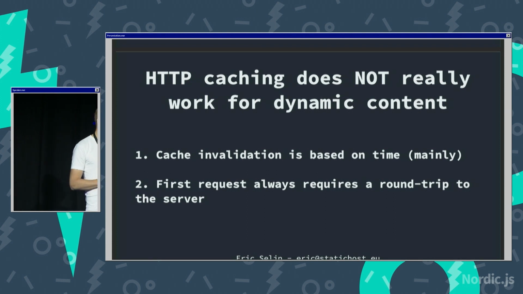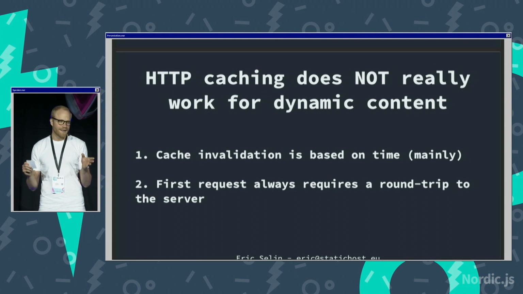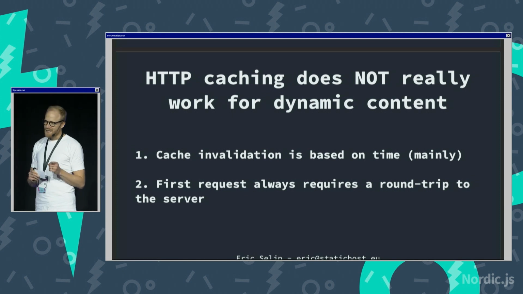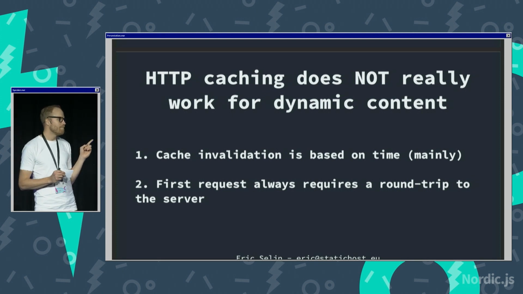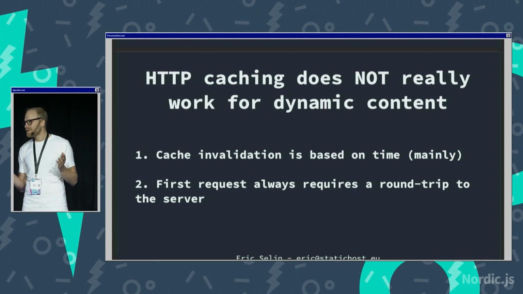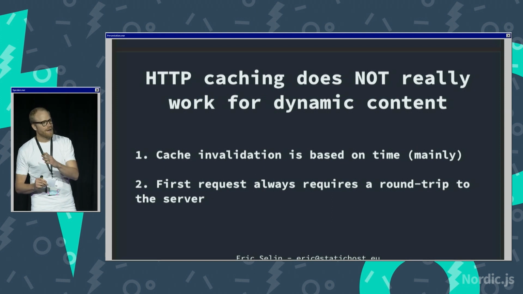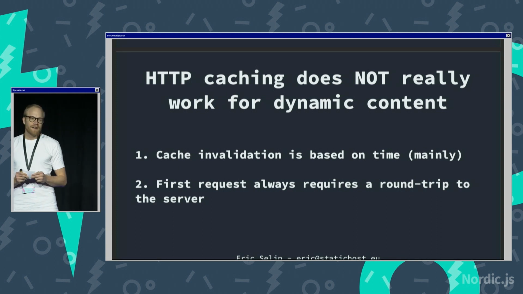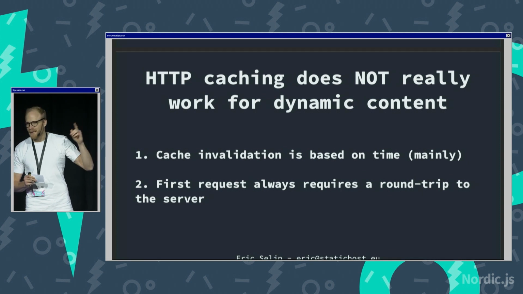There are basically two problems that prevent dynamic content from being in an HTTP cache. The first one is that cache invalidation is basically based on time. So once you set the maximum age of some piece of content, you have to wait for the timer to run out, and then the cache is invalidated. The second one is that the first request after the cache has been invalidated always creates a round trip to your server, making it slow.